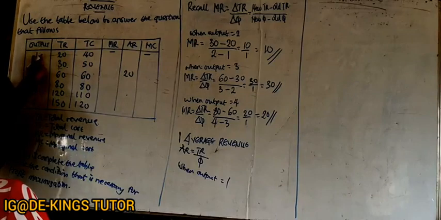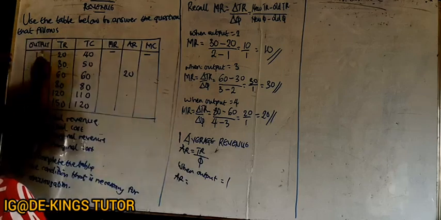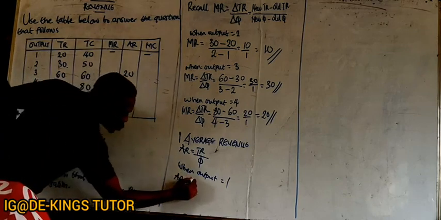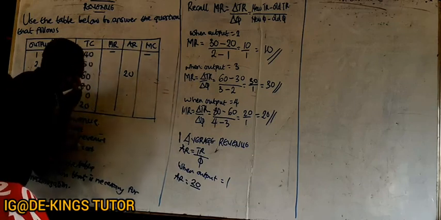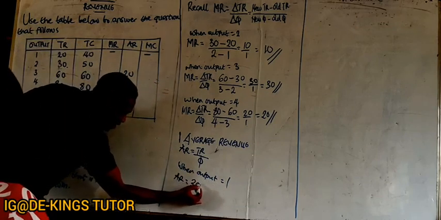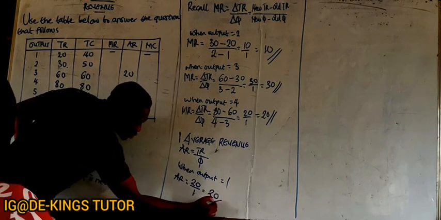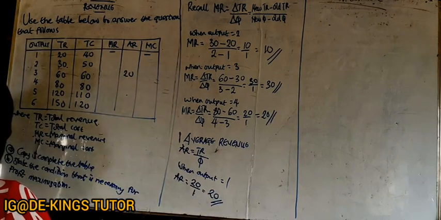So now, when output equals 1, we're starting from the first one. What will be my total revenue? Look at the total revenue. So we have 20 over what is my quantity? 1, because we are treating 1 the same thing as the output. So 20 divided by 1 gives us 20. That's my average revenue. As simple as that. Did you get that?